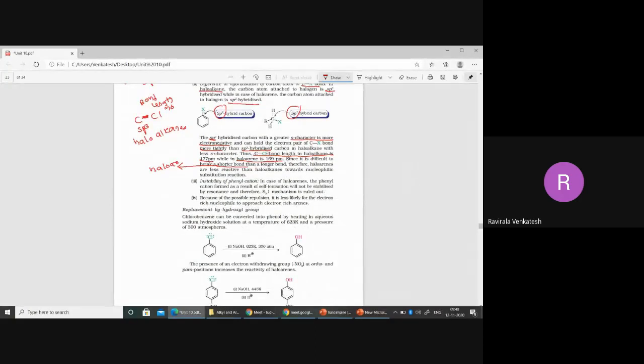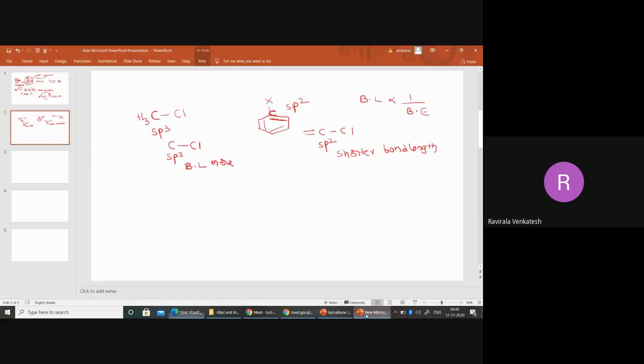Next, the third one: instability of phenyl cation. So when you observe, again I'm writing this part here.